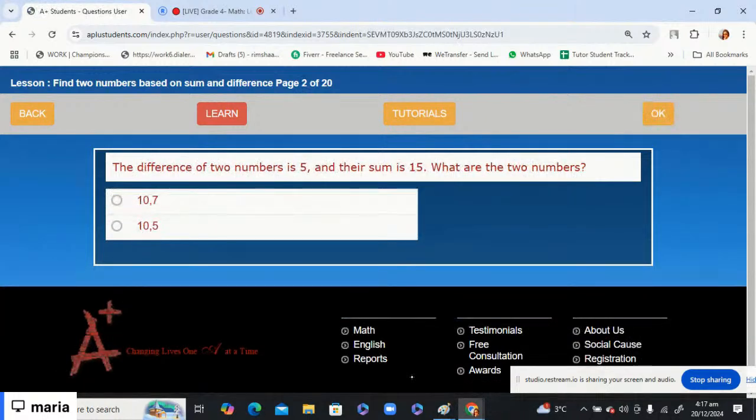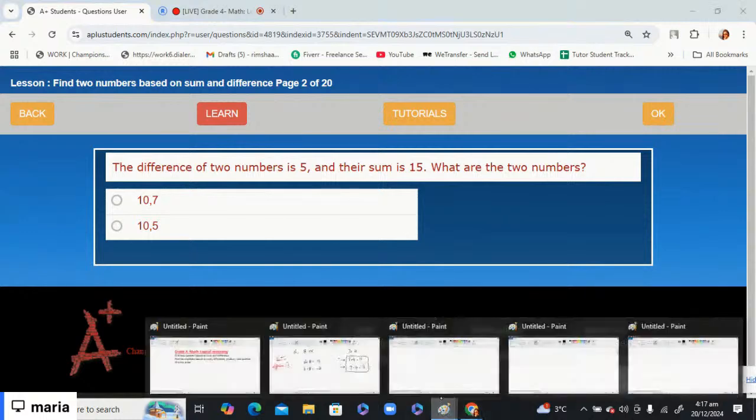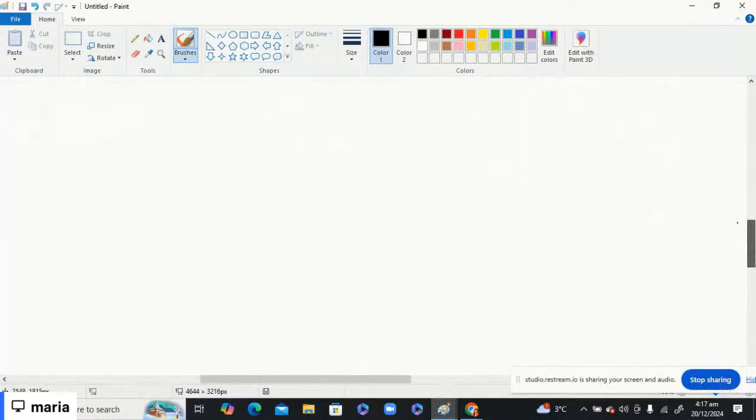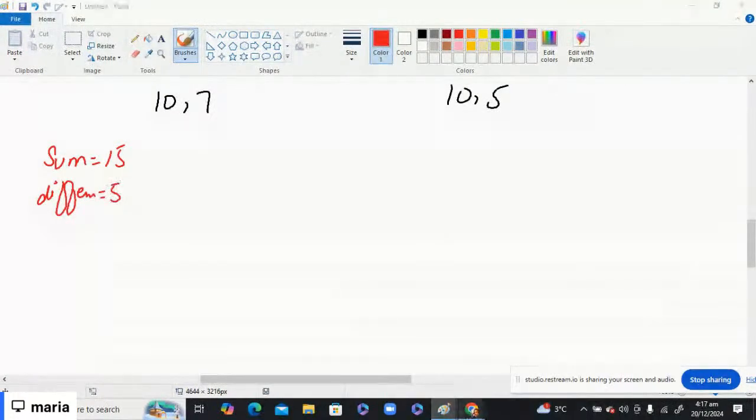The difference of two numbers is 5 and their sum is 15. What are the two numbers? The numbers given are 10 and 7, 10 and 5. Let's check. 10 and 7, 10 and 5. Their sum is 15 and their difference is 5.